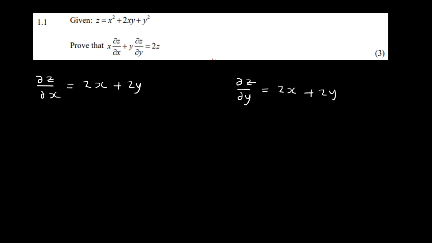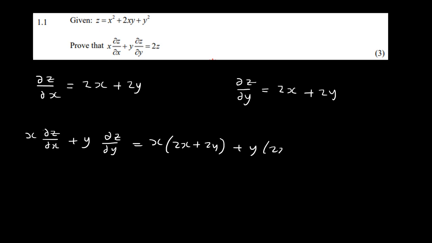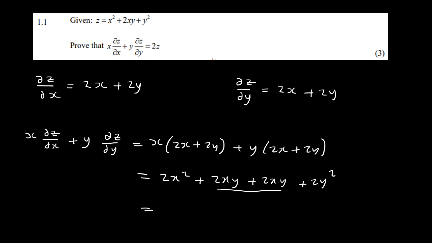So now let's substitute in our function. They said x times dz dx plus y times dz dy. So let's substitute. This is x times (2x plus 2y), and this is y times (2x plus 2y). Now multiply your brackets. We have 2x squared, 2xy, 2xy, and 2y squared. We can see these will give us 4xy, but I don't have to write that step. So now I will have 2x squared plus 4xy plus 2y squared.